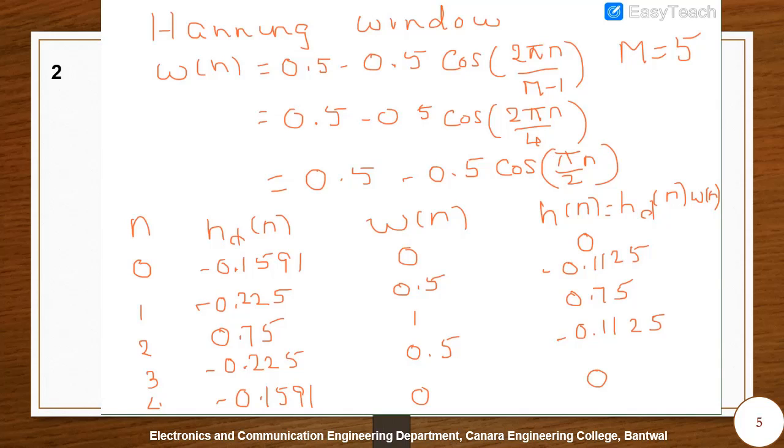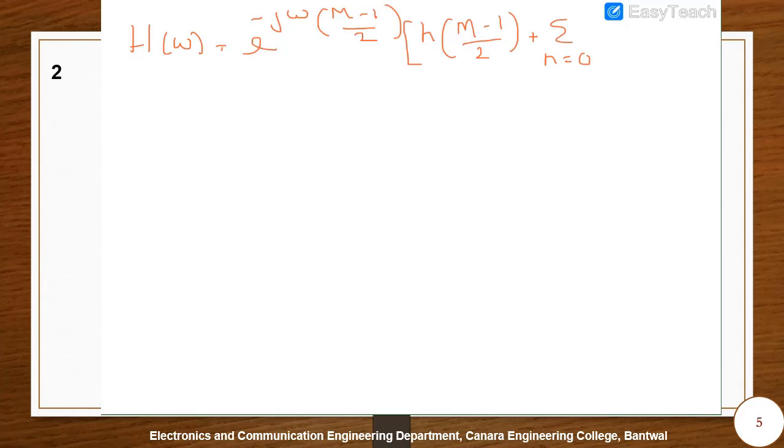Now we'll try to get the H of omega. H of omega is given by e to the power minus j omega m minus 1 divided by 2 multiplied by, since the m value is odd, we can write Hr of omega as h of m minus 1 by 2 plus the sum for n varying from 0 to m minus 3 by 2 of h of n cos omega times m minus 1 minus 2n divided by 2.